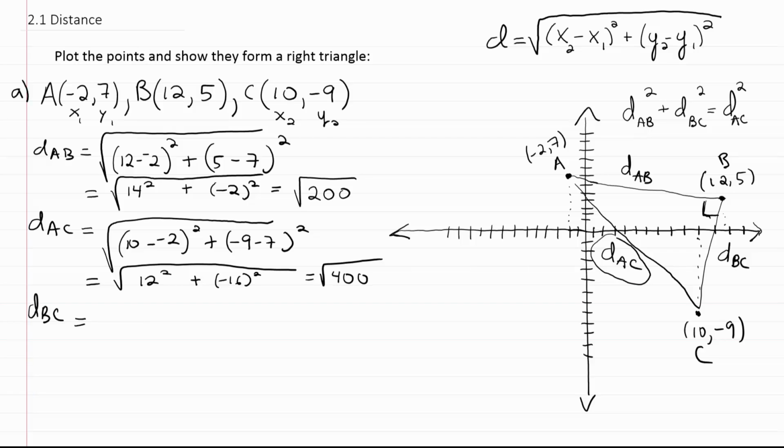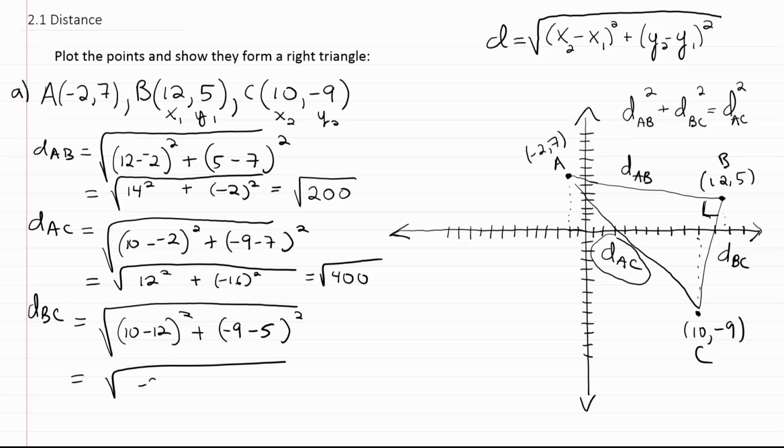All right, and then the final one we have to do is the distance between points B and C. So we're going to label the components of point B, x1, y1. Let's go ahead and plug those values in. So parentheses squared plus parentheses squared, and we're going to take the difference between the x's, so it'll be 10 minus 12, and then -9 minus 5 when we do the differences of the y's. So that'll simplify to the square root of (-2) squared plus (-14) squared. And that will give us the square root of 200 when you work out those exponents.